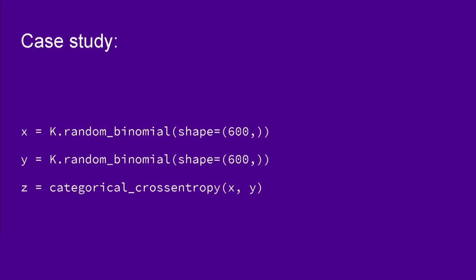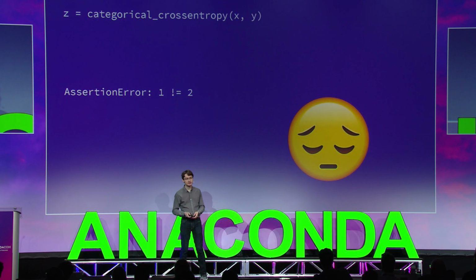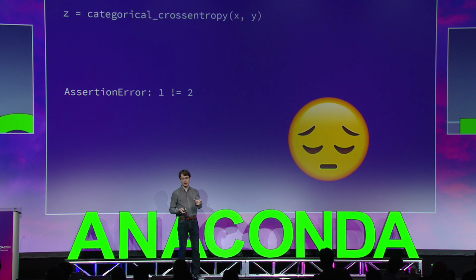So let's look at this practical example. You have two arrays of binary values, and you're applying this categorical cross-entropy function to them. So there's actually a problem here. This is the worst error message you could be doing. Checking user input with an assert statement. Assertion error 1 is not 2, indeed. You cannot even Google this. You cannot search Stack Overflow for it. So this is completely useless.